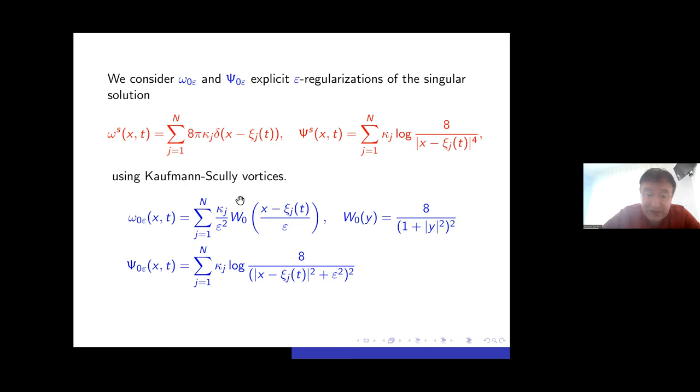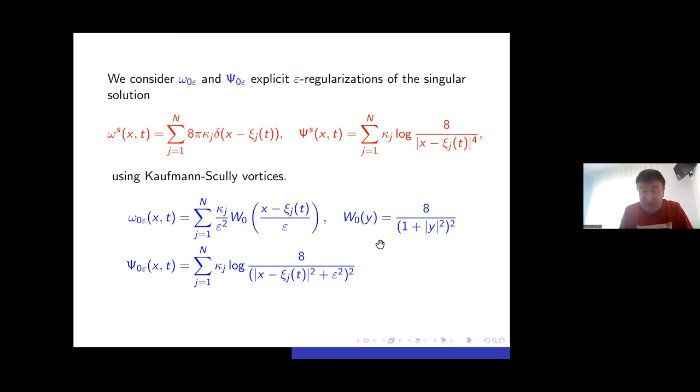I will simply consider a fixed bell-shaped function, omega zero, and scale it in this form. So I simply divide the argument by epsilon, okay? And correspondingly, in order to preserve the mass, I multiply that by a factor one over epsilon squared. I am in 2D, so the mass of this is independent of epsilon for a fixed function omega zero. And I will use omega zero as the Kaufmann-Scully vortex that I referred to before, which is this function that decays fast, like one over y to a power.